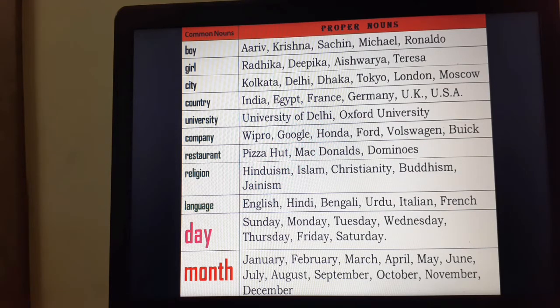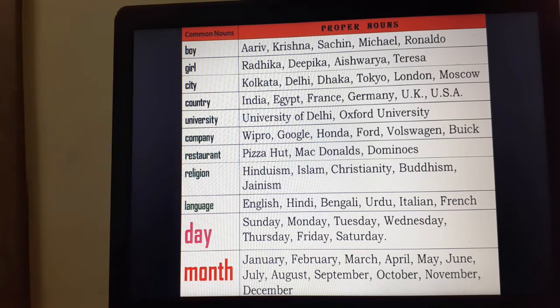Some more examples of common nouns are company and proper nouns Wipro, Google, Honda, Ford, Volkswagen, Buick; restaurant, Pizza Hut, McDonald's, Domino's. Religion is a common noun, whereas when we are naming the religion, that is Hinduism, Islam, Christianity, Buddhism, Jainism. When we are talking about language, then it is a common noun. But when we are naming the languages, then it is a proper noun like English, Hindi, Bengali, Urdu, Italian, French.